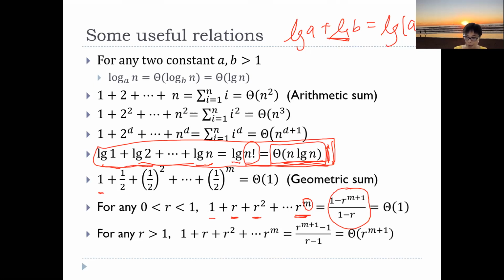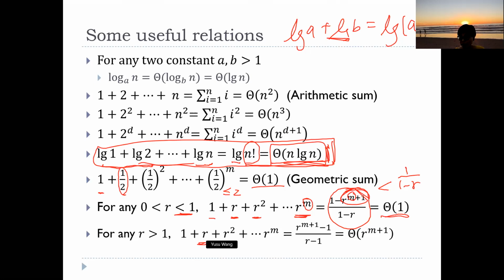For example, if r is smaller than 1, then we note that as n increases, this term becomes very small, something smaller than 1. The sum is eventually smaller than 1 over 1 minus r, which means it's a constant. What I have here is a special case when r equals 1/2. So 1 plus 1/2 plus 1/2 squared and all the way is, in fact, smaller than 2. That's why it's a constant.